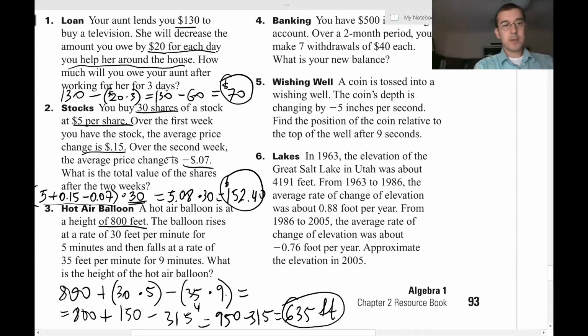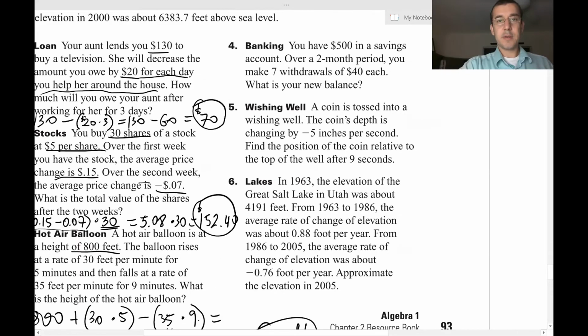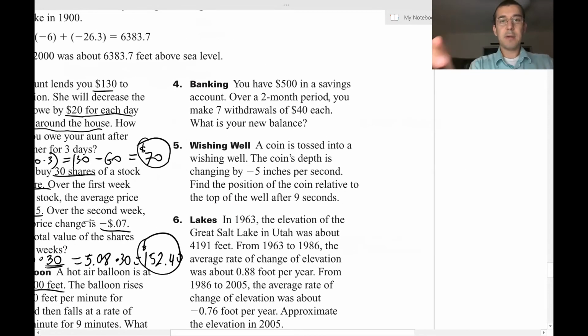Okay, that was number 3. Number 4, banking. You have $500 in a savings account. Over a 2-month period, you make 7 withdrawals of $40 each. What is your new balance?